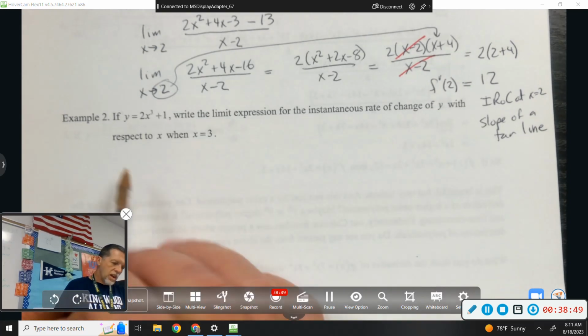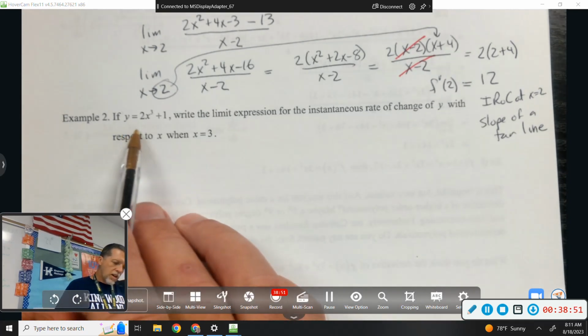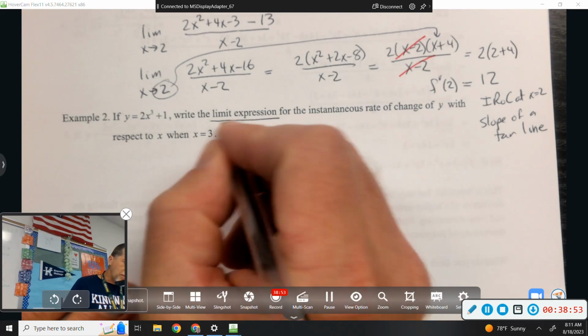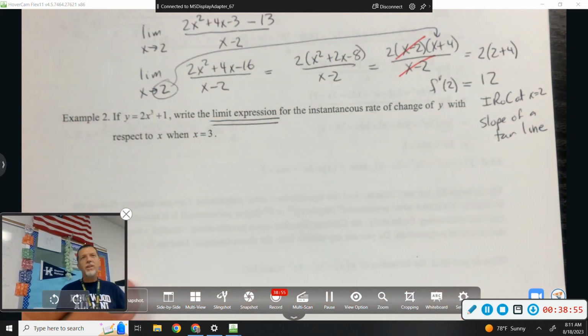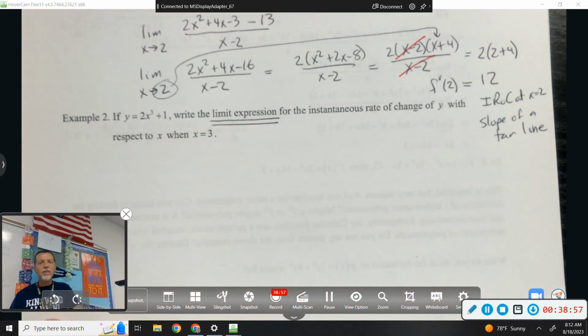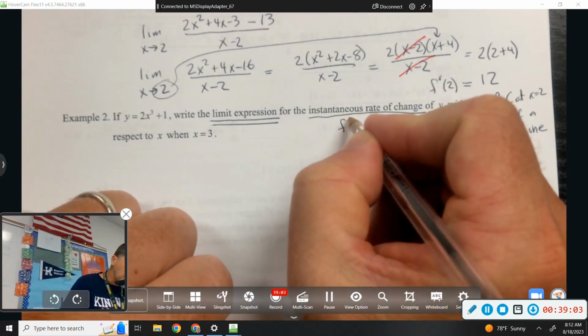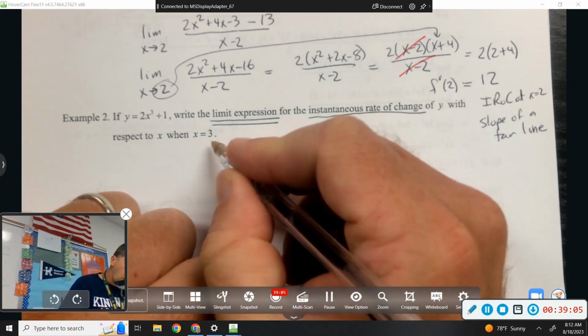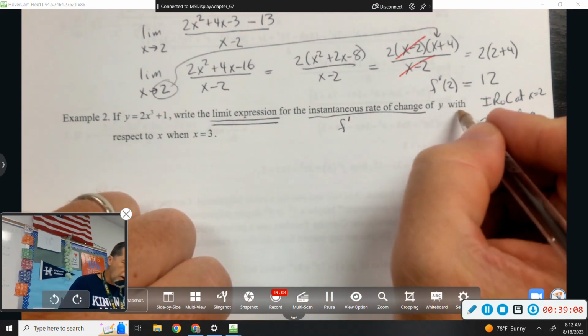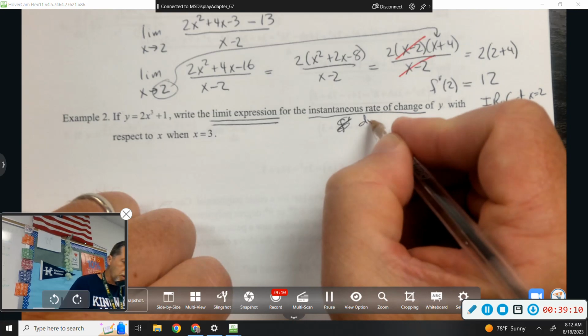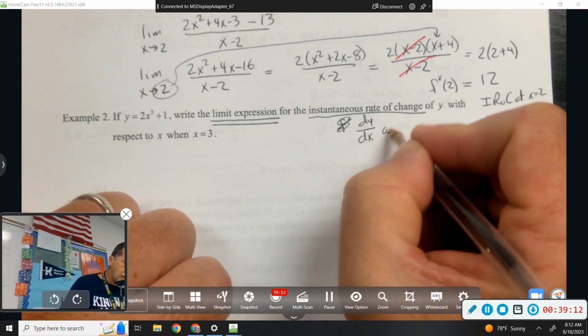Example 2, write the limit expression. Okay, so that means we sort of got a built-in safe stop here. I don't need to evaluate the limit. Write the limit expression for the instantaneous rate of change. Okay, so that just means the derivative of y with respect to x. Oh, I guess I could use dy dx at x equals 3.